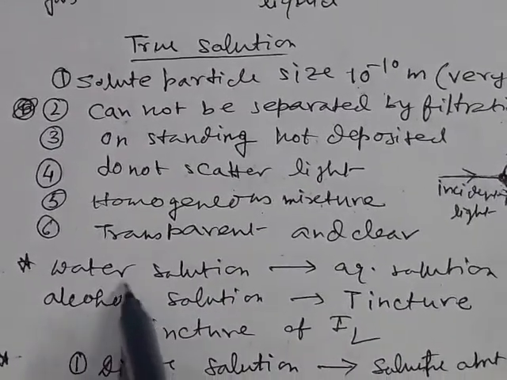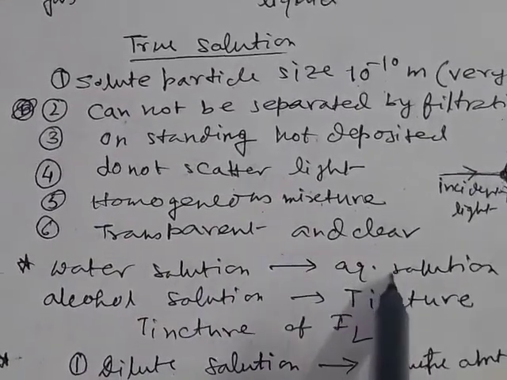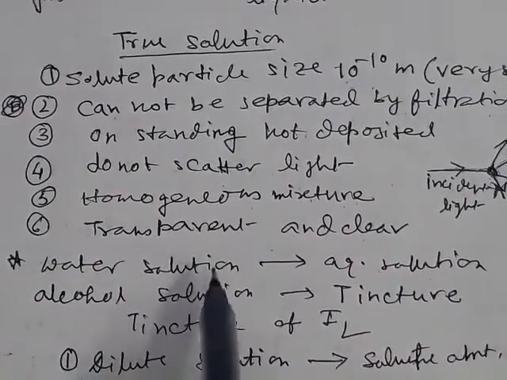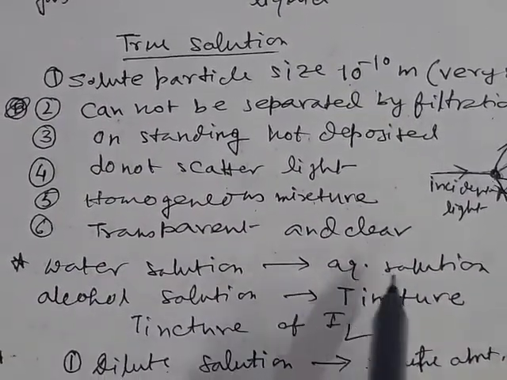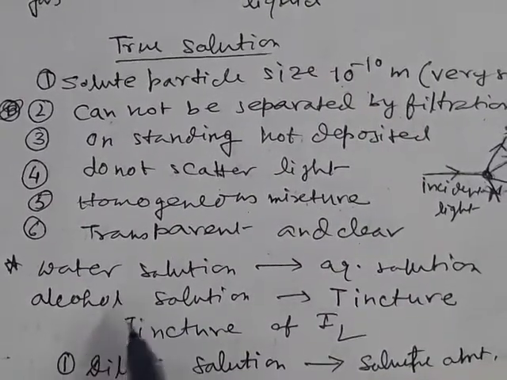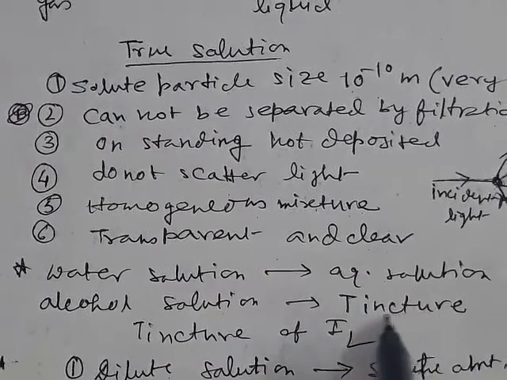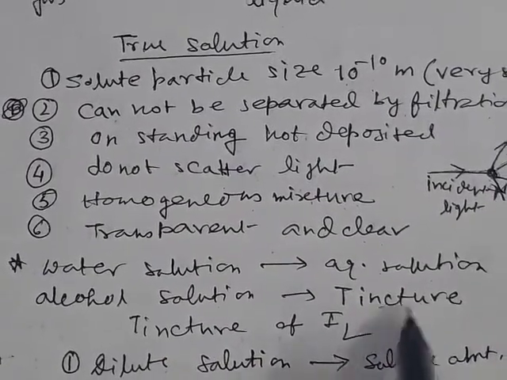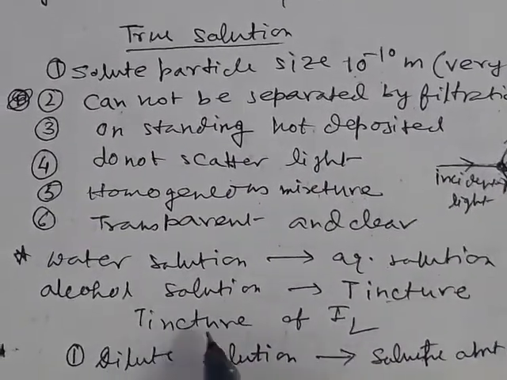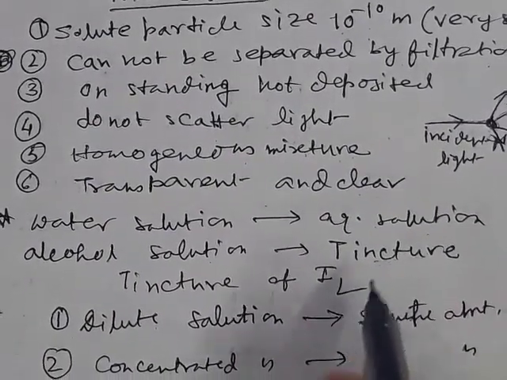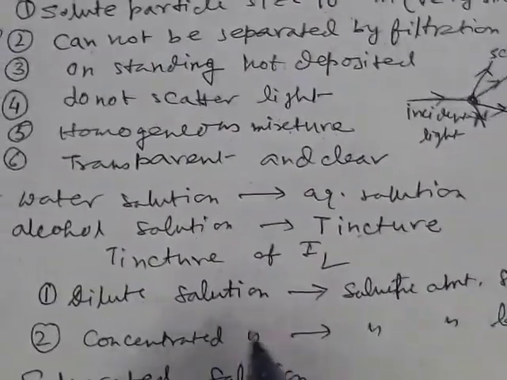Now when the solvent is water, this type of solution is called an aqueous solution, and a solution with a solvent other than water is called a non-aqueous solution. When the solvent is alcohol, the solution is called a tincture. When iodine is dissolved in alcohol, this is called iodine tincture. This is used as an antiseptic and has medicinal use.